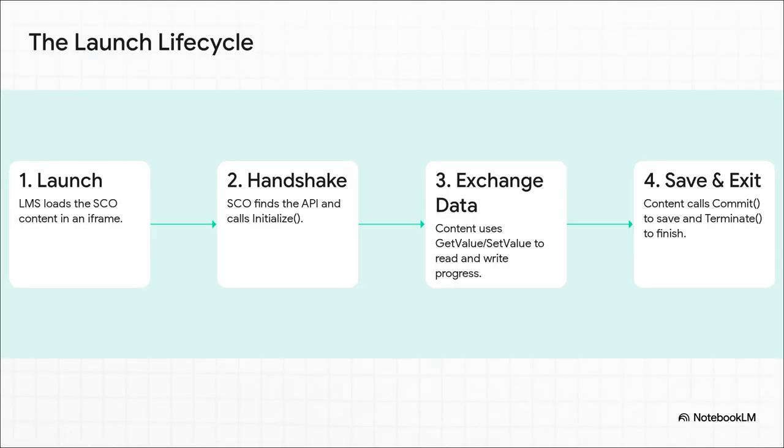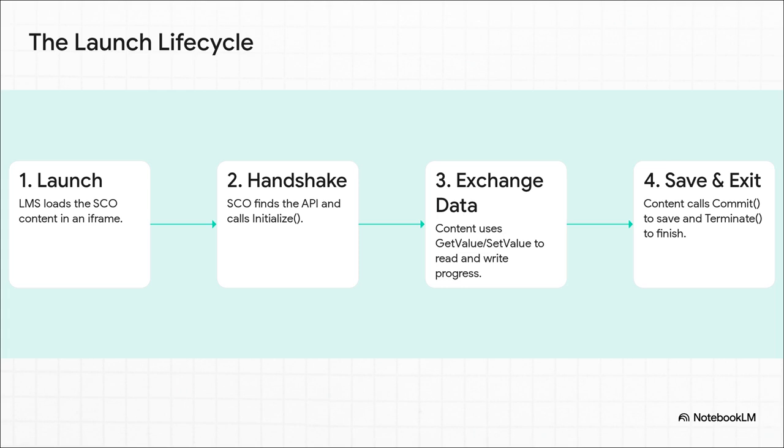Okay, let's put it all together and walk through the whole conversation. First, the player launches the content, usually inside an iframe. The content then immediately starts looking up the family tree to find that API object in the parent window. It calls Initialize to shake hands and start the session. Then, as the learner goes through the lesson, it's constantly using GetValue and SetValue to trade information. Every so often, it calls Commit to save the state.